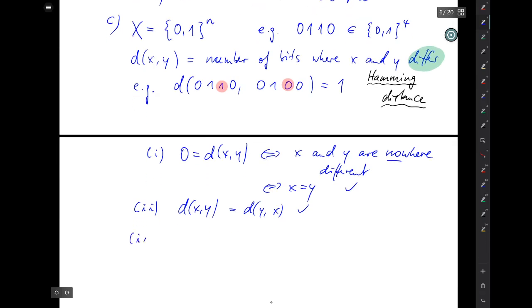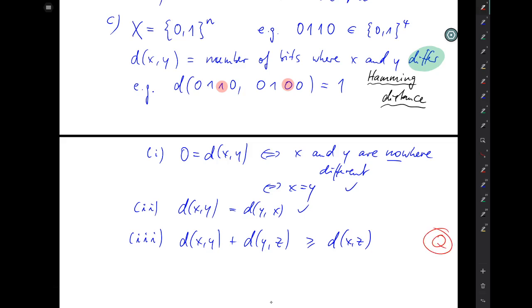And now number 3, the triangle inequality. So we would have to check that d of x comma y plus d of y comma z is greater than or equal to d of x comma z. Is that easy to see? I am not sure. Let's do it as an extra problem. It's not a 6, it's a Q. So this is one of our extra problems that we should discuss in the Zoom problem session this afternoon.